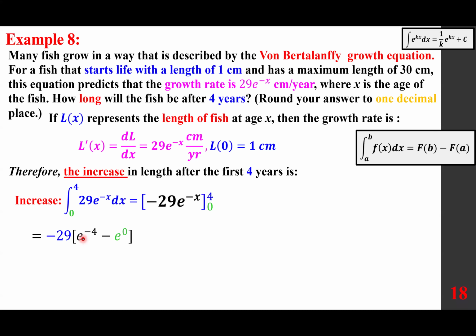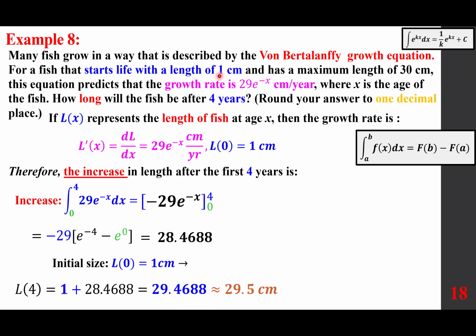If we do so, we end up with 28.4688. Now, this is the amount of increase over the course of 4 years, but it started at 1 centimeter. We need to add 1 centimeter. And because we want 1 decimal, the 4 next to it is 6, go up to 5. We're done with that. But I want to show you a second method.